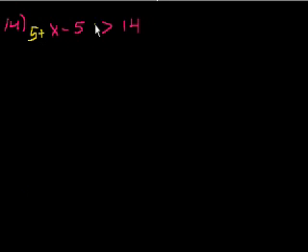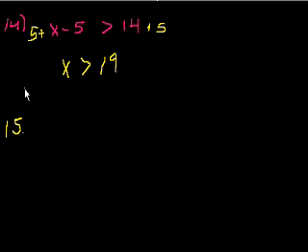So 5 plus, and then a plus 5. And then a 5 plus a minus 5, that's 0. That's why we added the 5 in the first place. So we're just left with an x on that side. We get x is greater than 14 plus 5, which is 19. And that's choice B.